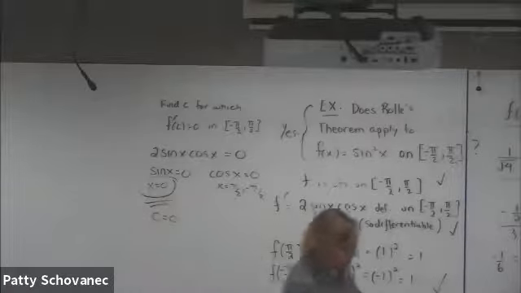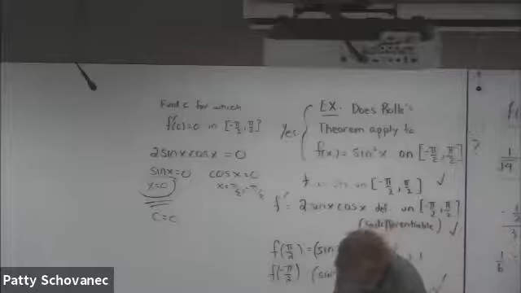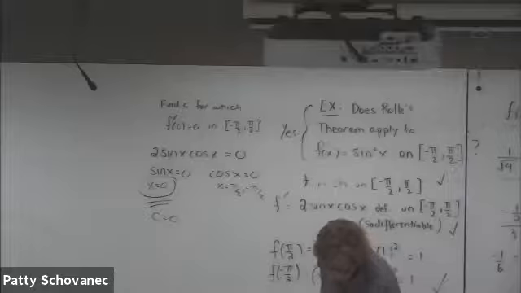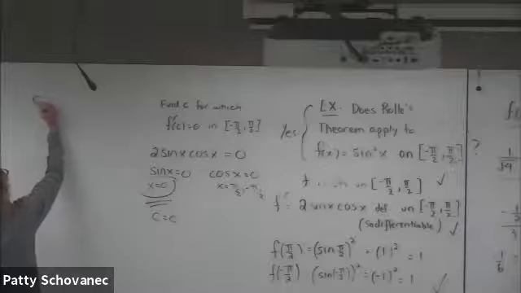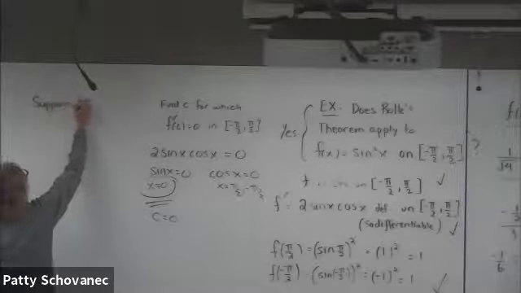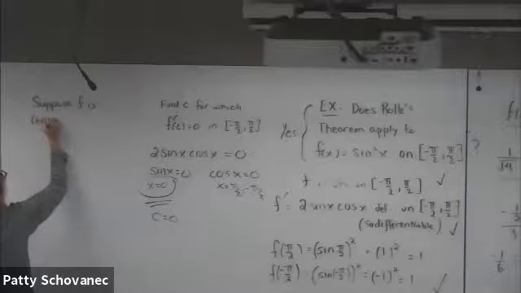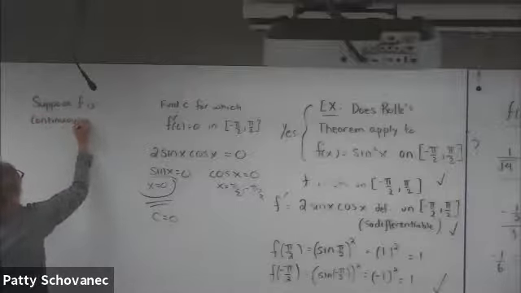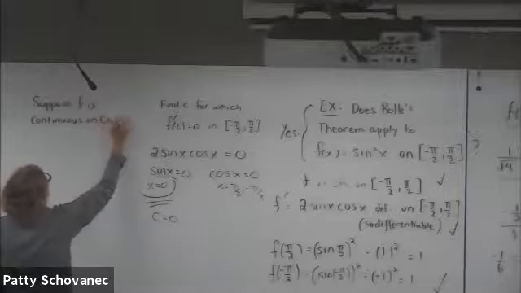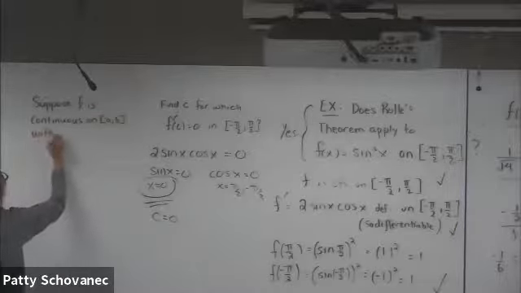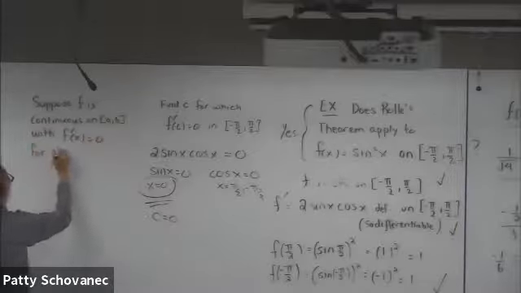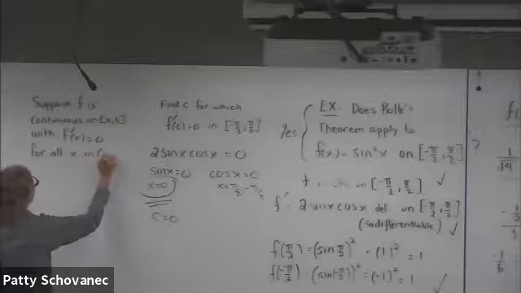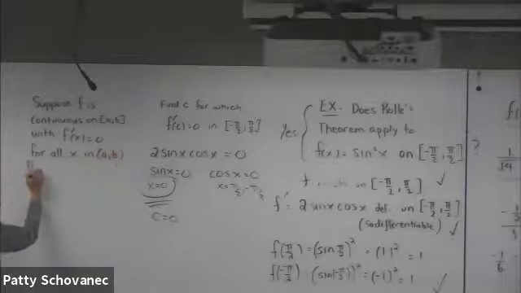All right, some implications of this. Let's see what the two implications are. Suppose f is continuous on [a, b] with f prime of x equal to 0 for all x in (a, b). What do you know about f?